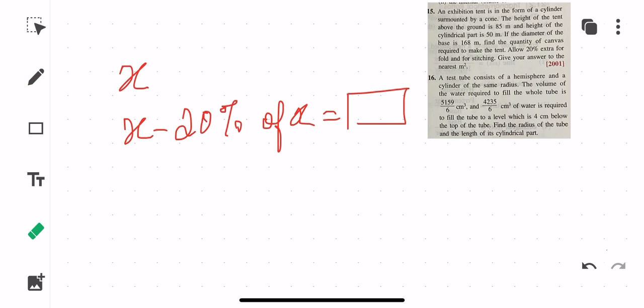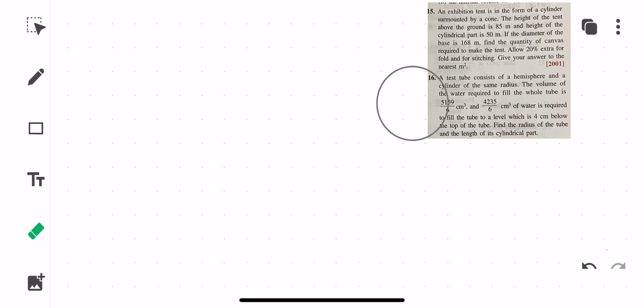Okay, now we'll be moving to the next question, that is question number 16. So we'll just write down here, this is 16. Now what does this say? Look into the question. It says a test tube contains a hemisphere and a cylinder of the same radius. Okay, there is a test tube. Now what does it contain? Sorry, not sphere, children. It consists of a hemisphere and a cylinder.